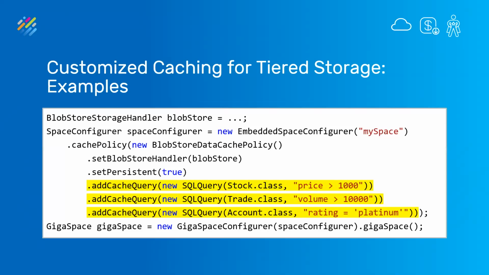Let's take a look at how that would be configured. So here we see an example of how you'd configure a memory extend for SSD. The white part is pre-12.3, and in the yellow, we see the new API that we've added. So for example, you can add a cache query to specify that you want to cache all the stocks whose prices are greater than 1,000, or maybe all the accounts whose rating is platinum, or again, that's up to you and your application model. And this configuration can be done both in code and in XML. If you're using the PU XML, there's an equivalent for that, which is specified in the docs.